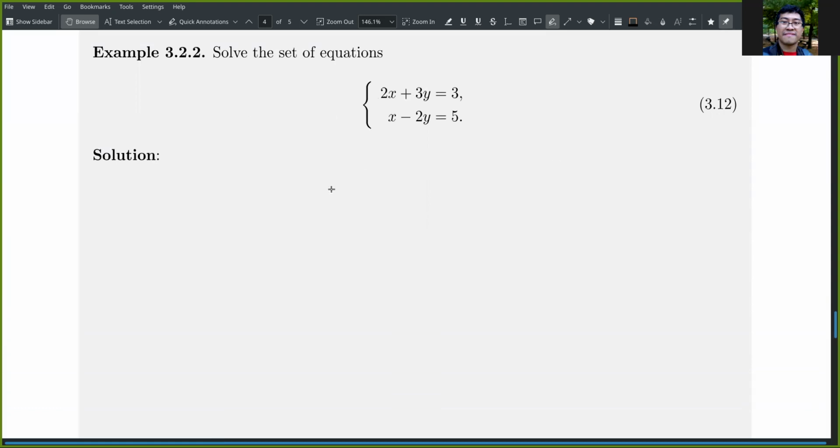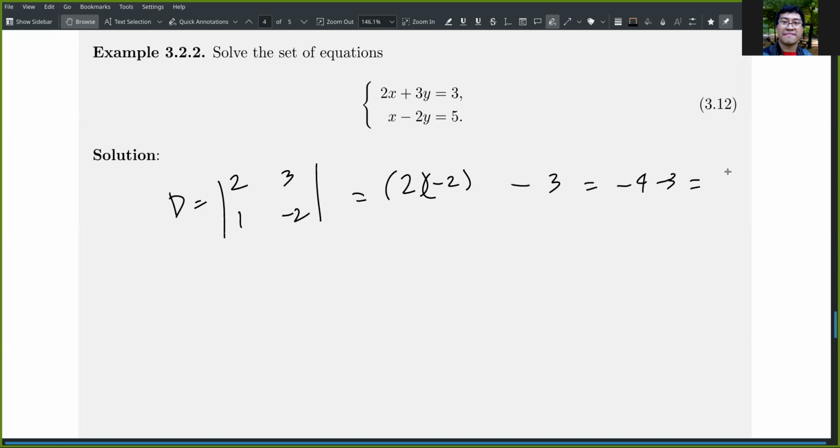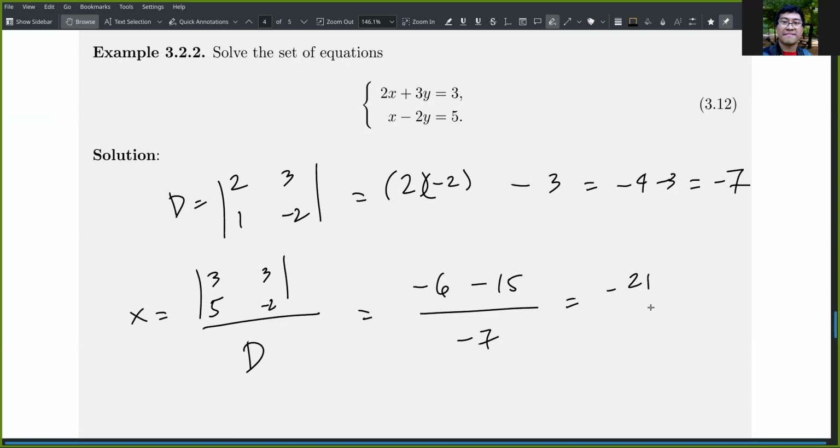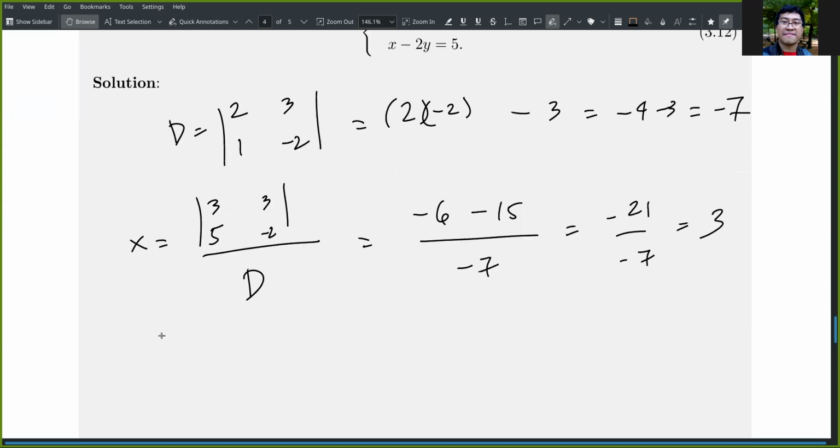2x plus 3y equals 3, x minus 2y equals 5. In this case, D would be the determinant with rows 2, 3 and 1, minus 2. This would be 2 times minus 2 minus 3, so this is minus 4 minus 3, that's minus 7. Now the value of x: we start with this, but we replace 2, 1 with the constant terms 3, 5. So you have the determinant with rows 3, 3 and 5, minus 2, divided by D. 3 times minus 2 is minus 6, minus 3 times 5 is 15, giving negative 21 over negative 7. That would be 3, or x equals 3.